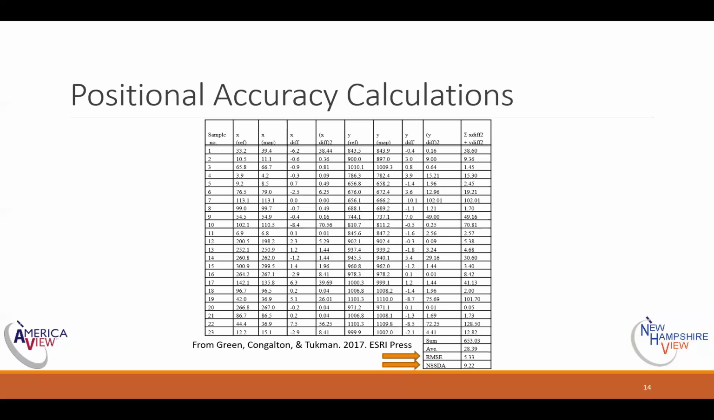We can sum all that up. We can take the average. We can calculate the root mean square error, which is the square root of the sum of the differences squared. And from that, we can calculate this standard that we use in the United States called NSSDA, the National Standard for Spatial Data Analysis. Again, this is covered in a lot more detail in advanced lessons if you're interested. But again, remember, we're just introducing these key concepts here for your awareness.